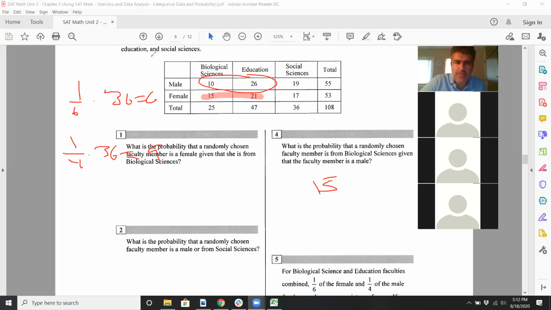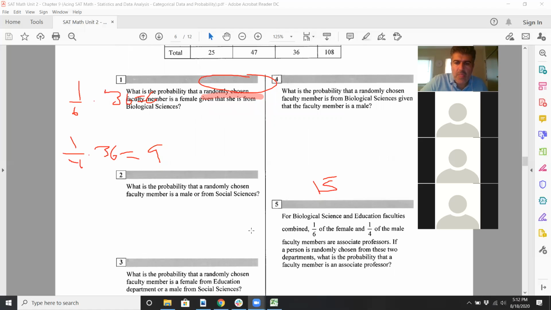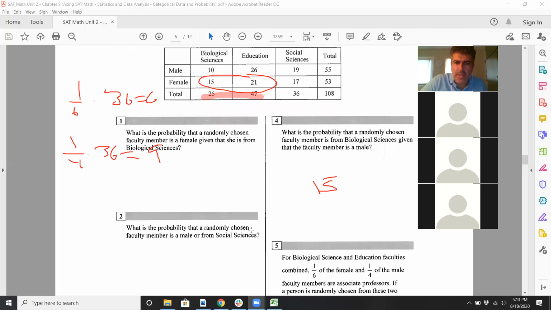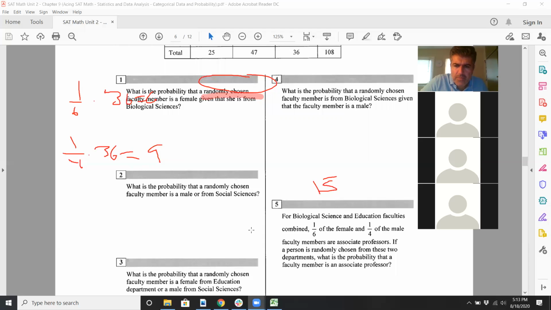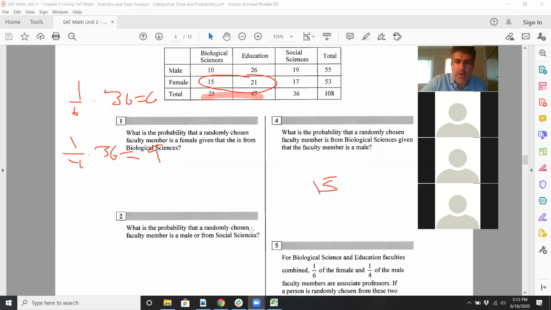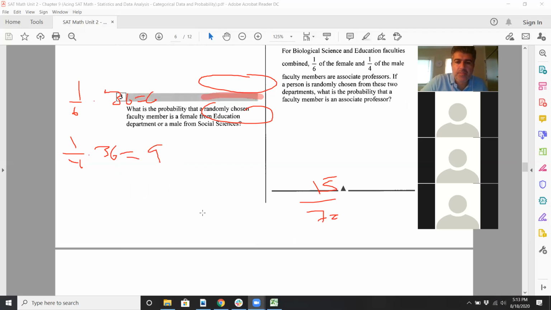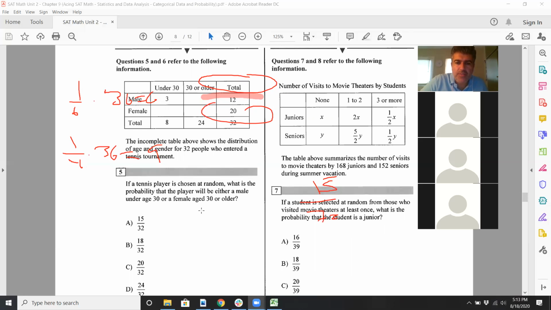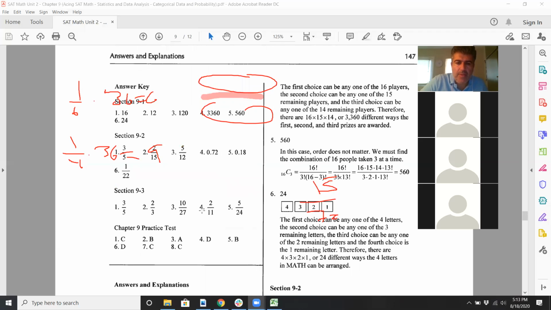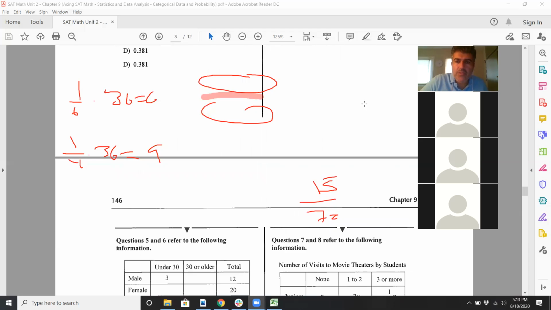And I think, was that what they're asking for? What is the probability of the faculty member? So I think you just divide by the total then. Oh, right, from those two departments. So from those two departments, you have 72 people. And of those 72 people, 15 were associate professors. So there we go. And I think that's the answer. You can reduce it, yeah, 5 out of 24. Okay, so this is good.